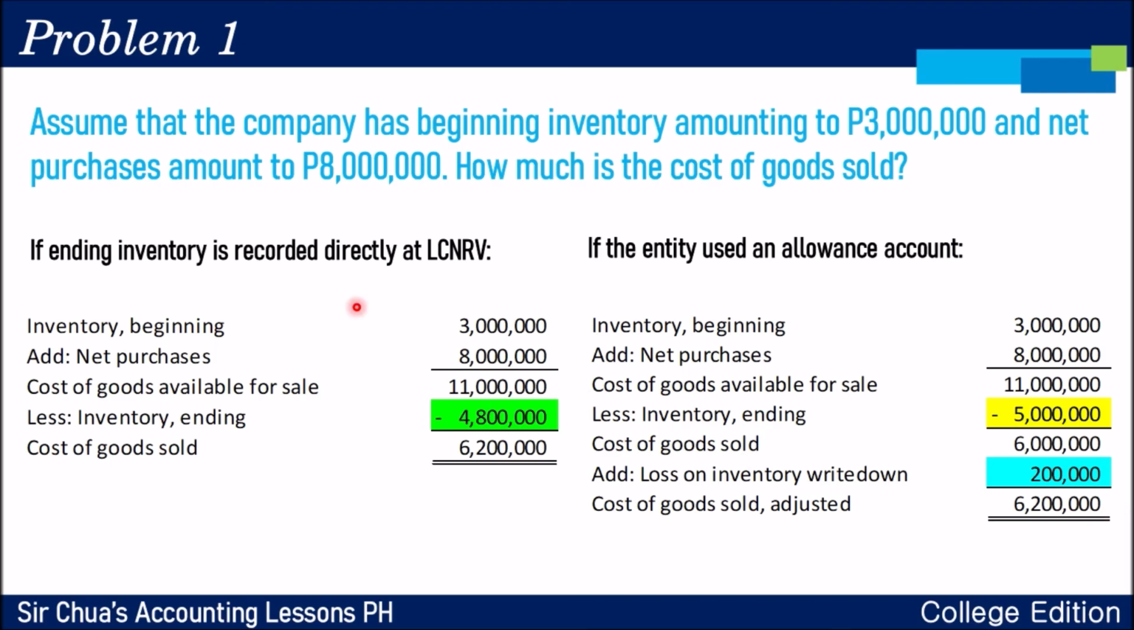But again, whether you use the direct method or the allowance method, your cost of goods sold should always be the same and your inventory should still be reported in the balance sheet at 4,800,000, which is your lower of cost and net realizable value. Okay? So, malinaw na malinaw po sana tayo dyan.